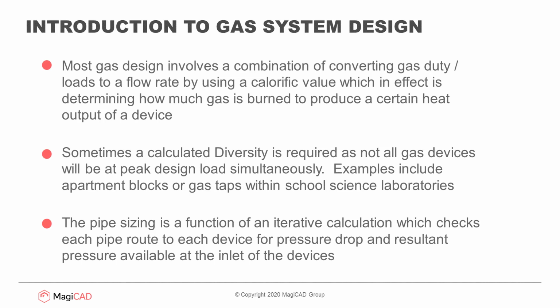Pipe sizing itself, another consideration is that it's an iterative calculation. That's how MagiCAD does it. It iterates and produces the end result. It checks each pipe route to make sure that the pressure drop is within range or within criteria, and then moves on to the next one, and that's how the pressure for the whole system is calculated, and the subsequent pipe size is calculated as well.